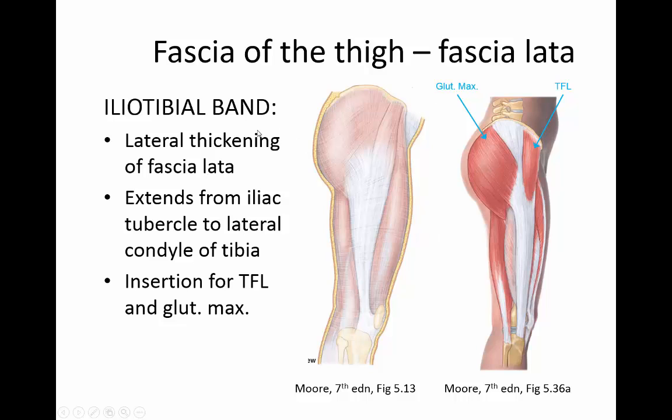More laterally, we have the iliotibial band, which is of interest clinically. Lots of clinicians refer to the ITB. Many of you would have heard of that. So this is a thickening, and this occurs laterally, a thickening of that fascia. It extends from our iliac tubercle to the lateral condyle of the tibia. And this is an insertion for our tensor fascia lata and our glute max.